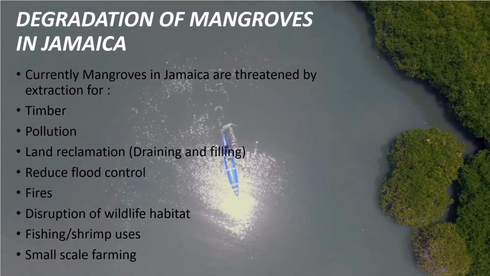Degradation of mangroves in Jamaica. The major issue affecting wetlands generally result from lack of recognition of the wide range of benefits it provides, such as ecological, economic, and scientific. Currently, mangroves in Jamaica are threatened by extraction for their timber, pollution, land reclamation, which include draining and filling, reduced flood controls, fire, disruption of wildlife, fishing or shrimp usage, and small-scale farming.